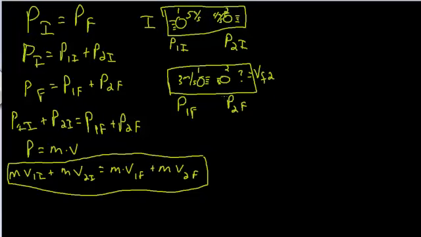The last thing we have to know is the mass of these balls. Let's assume that the mass of ball 1 equals 2 kilograms, and the mass of ball 2 equals 3 kilograms. Lots of variables to keep track of here, but it's not really that bad.